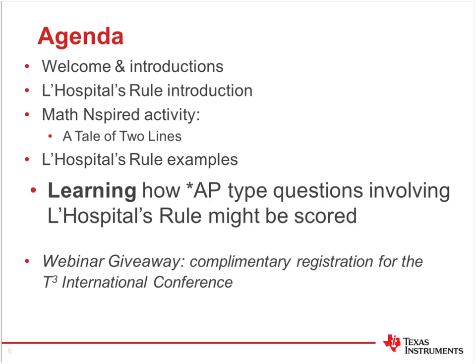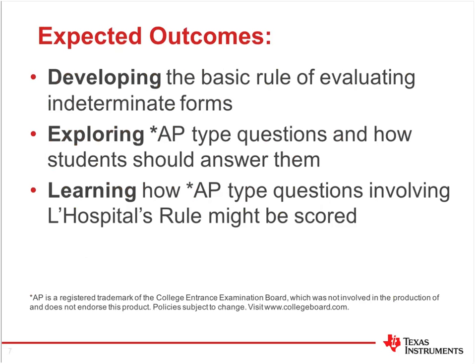Thanks so much, Steve. And Vicki is going to discuss our expected outcomes. Tonight we hope that you will be able to see how the basic rules for evaluating indeterminate forms are developed and how we can use L'Hopital's rule to evaluate those limits. We will, as Steve just said, explore an AP-type question and not only how the student should answer it, but also a sample scoring that might possibly be used. And that's what the third bullet is about, how the scoring might go with a L'Hopital's rule question on the AB exam.